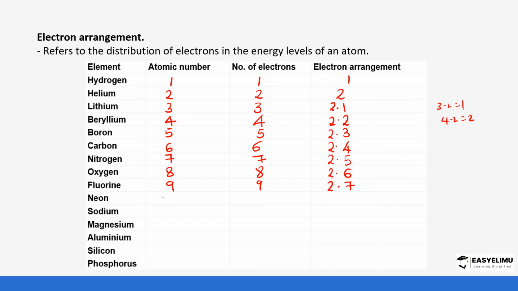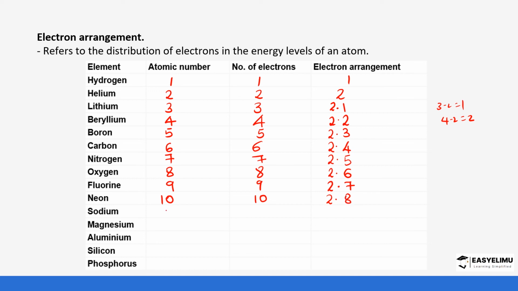Neon is atomic number 10. It has 10 electrons, so the first shell will occupy 2 electrons. Then the next shell can occupy a maximum of 8, and those are the 8 electrons remaining, so we put 8.